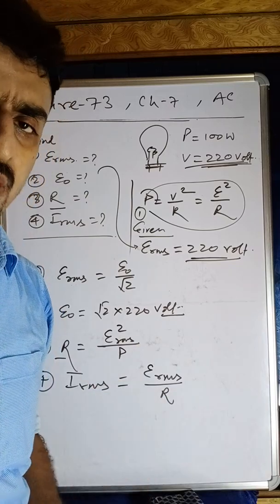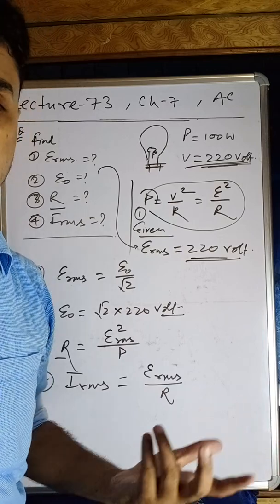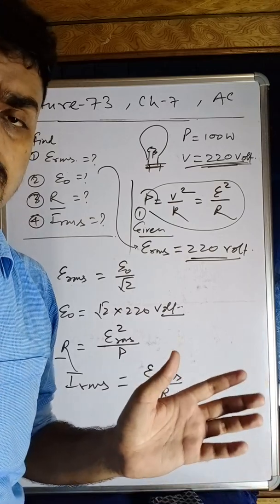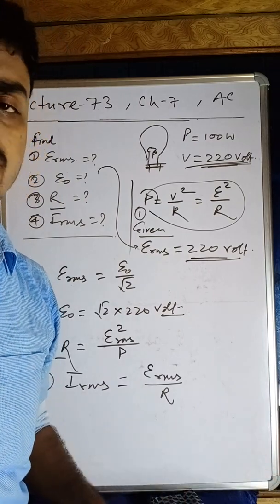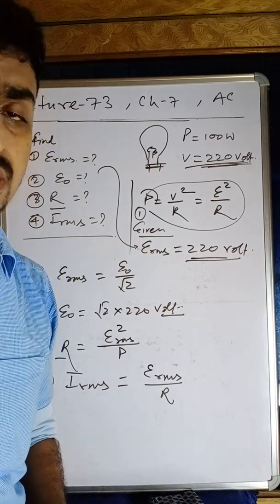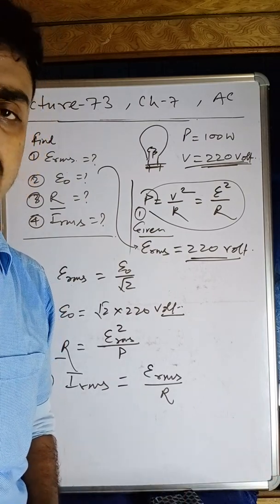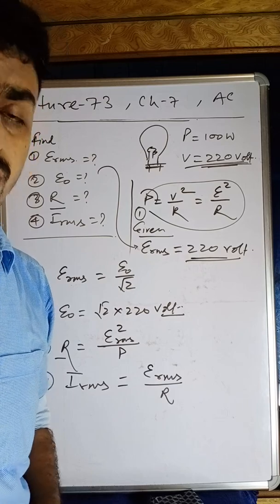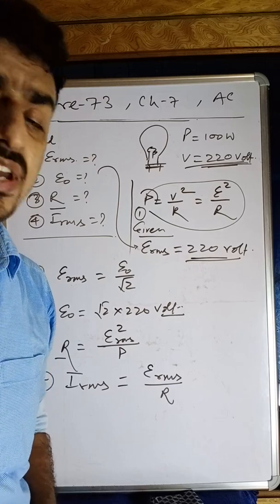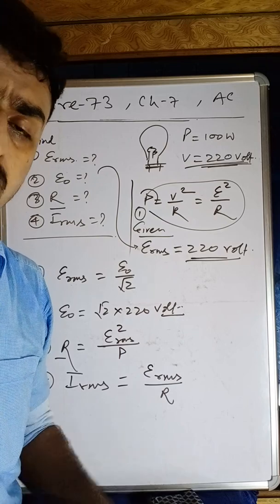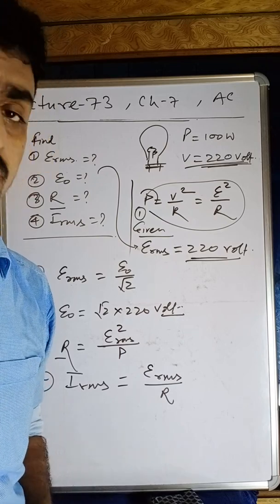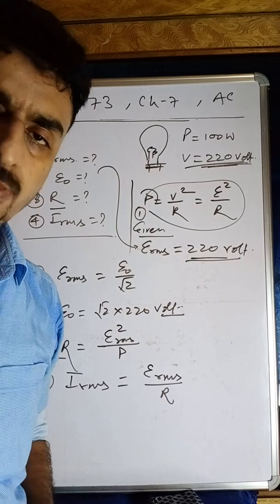We'll try to find out the current, we will supply the AC voltage, and we'll try to find out the AC current. We'll try to find out the power, the instantaneous power, and what will be the average power in that circuit. We will also study the phasor diagram, how this phasor diagram is helpful to study the various alternating quantities. Okay, my dear students.